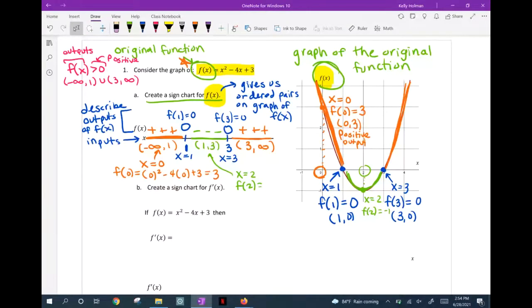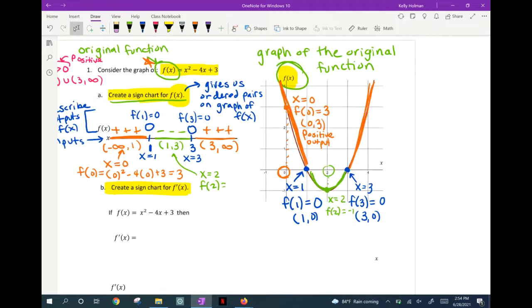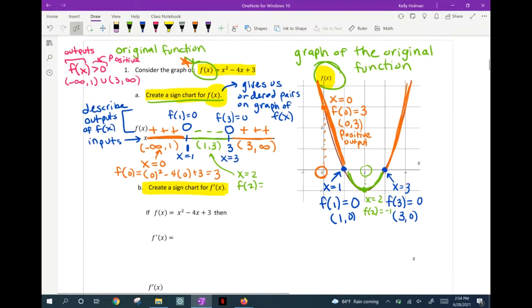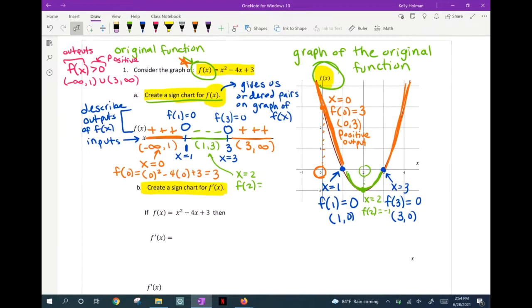Okay, now we're going to make a new sign chart, but this sign chart is going to be for the derivative. Here comes calculus. We did a sign chart for the original function. Now we're going to do a sign chart for the derivative. So first of all, we have to find the derivative. So let's go ahead and do that. I'm going to go to my original function, and I'm going to find the derivative rule here.